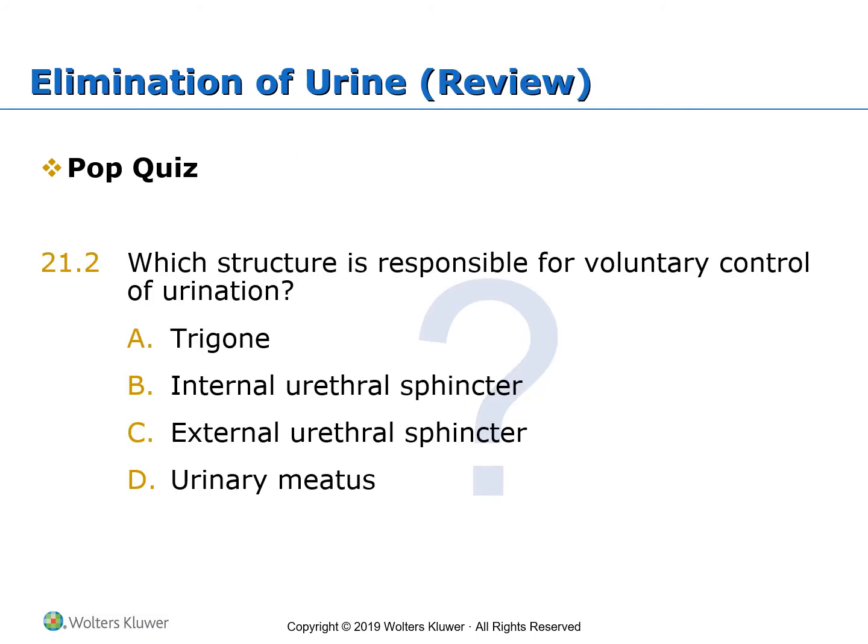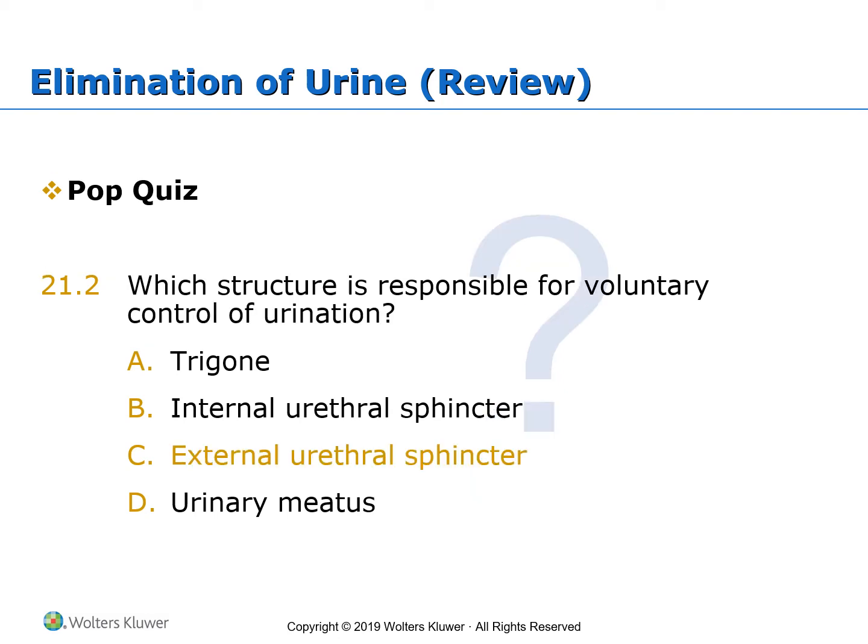Which structure is responsible for voluntary control of urination? A. Trigone. B. Internal urethral sphincter. C. External urethral sphincter. Or D. Urinary meatus. The structure responsible for voluntary control of urination is C. External urethral sphincter.